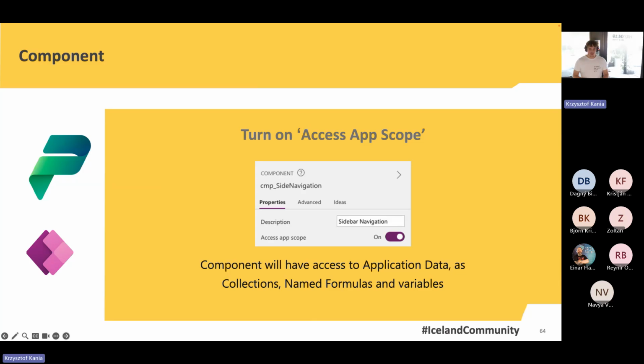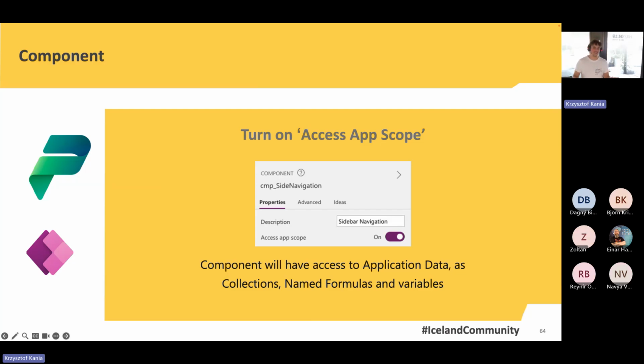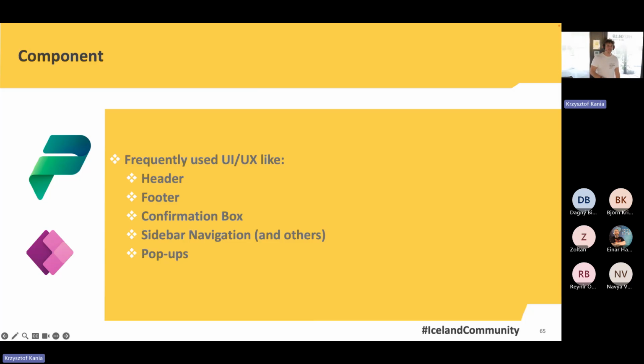So components are great. Let's list the most utilized components across applications, not only in Canvas apps, but generally in SaaS. But first, please remember to provide this access app scope if you want to work with the data. Frequently used components from a UI perspective are headers, footers, sidebar navigation, pop-ups, confirmation boxes.